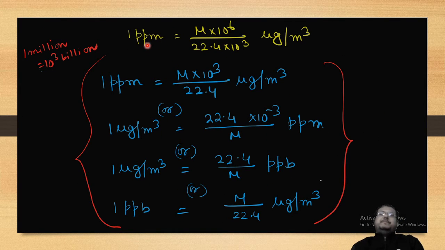Or 1 ppm is equals to, I'm just converting gram to microgram, 1 ppm is equals to m into 10 to the power 3 by 22.4 microgram per meter cube, or 1 microgram per meter cube is equals to 22.4 into 10 to the power minus 3 by m ppm. From here, 1 microgram per meter cube is equals to 22.4 by m ppb, or 1 ppb is equals to m by 22.4 microgram per meter cube. These are all the expressions. Please have a look.